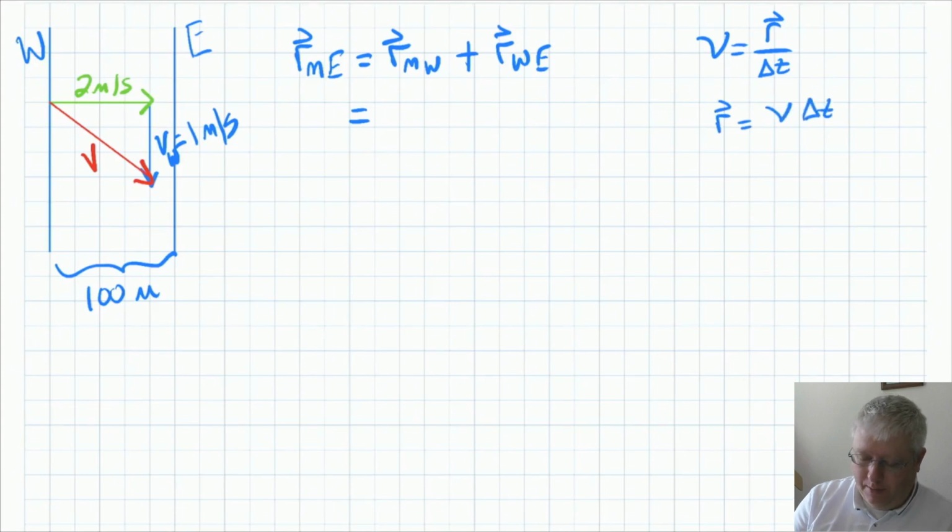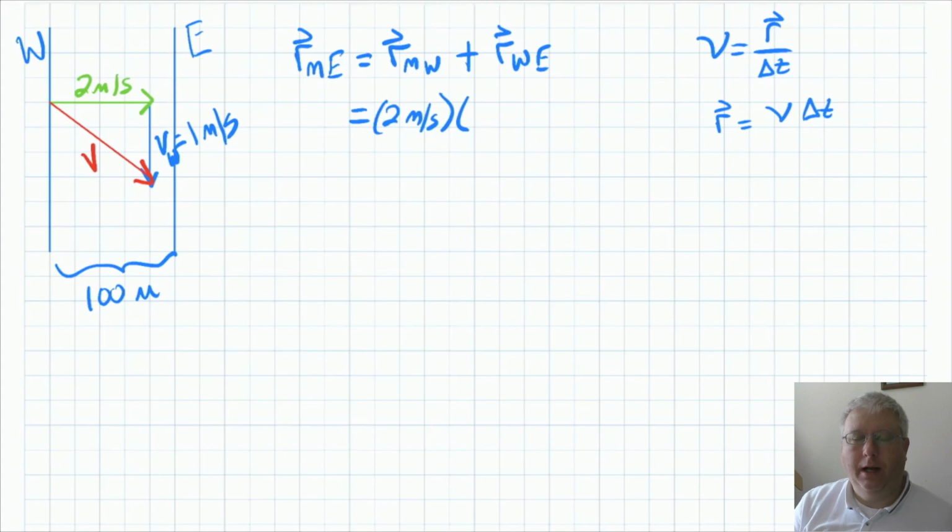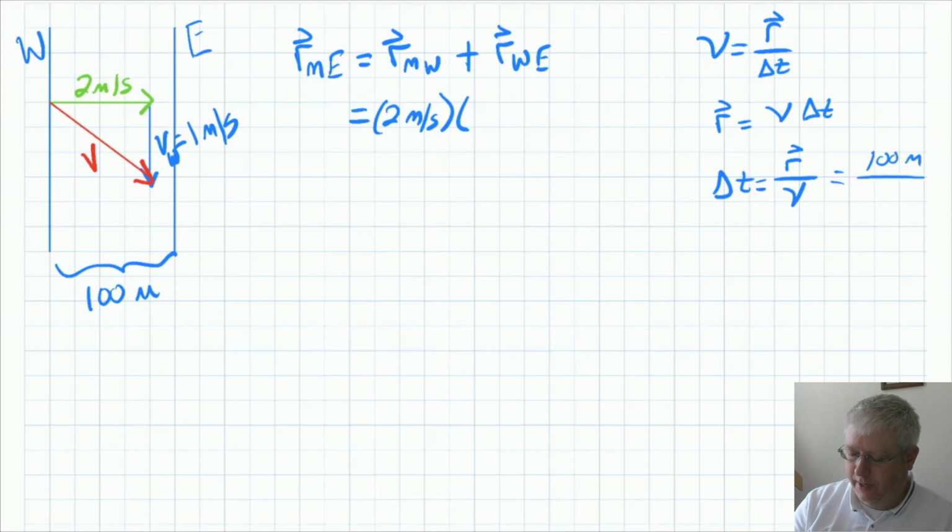So I know that my velocity with respect to the water is 2 meters per second. What's the time interval? Well, how long does it take me to cross? If it's 100 meters wide and I'm going at 2 meters per second, well, we can solve for delta t over here. We'll get the distance divided by the velocity. All right, that's 100 meters divided by my speed of 2 meters per second. That means the time is 50 seconds it takes me to cross.